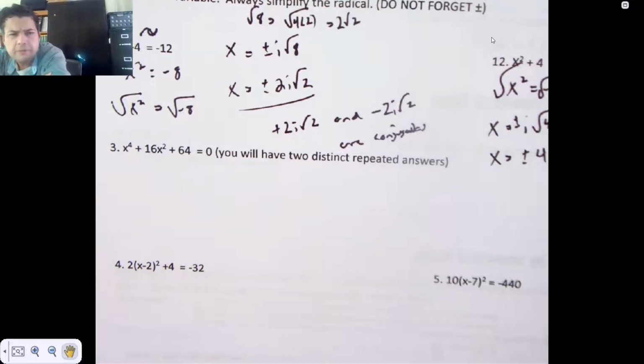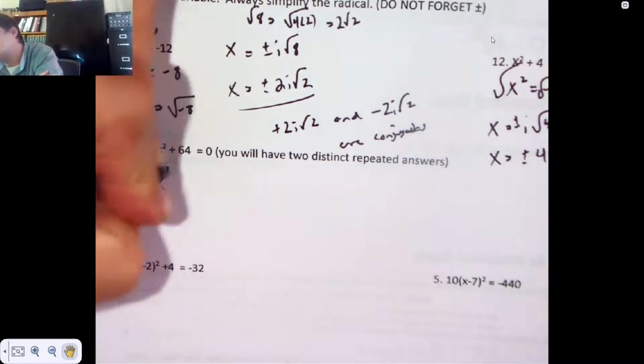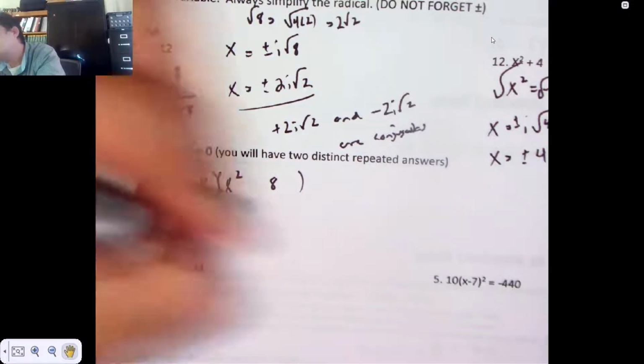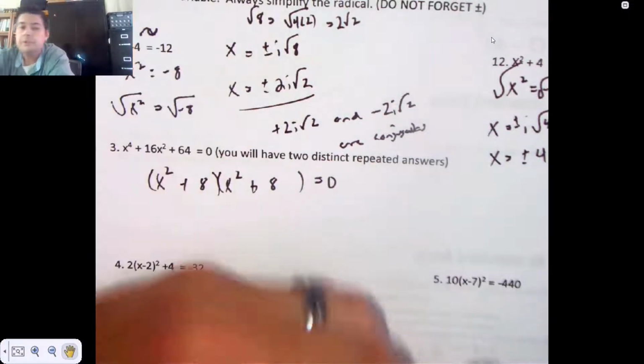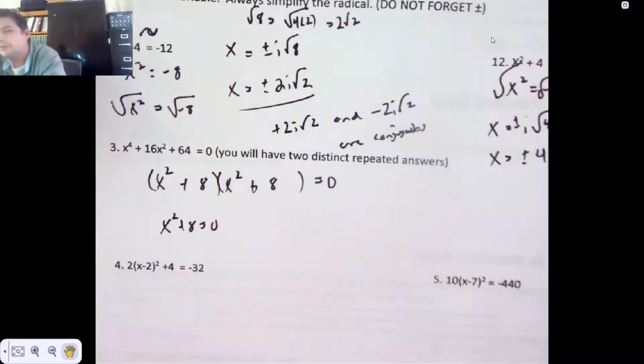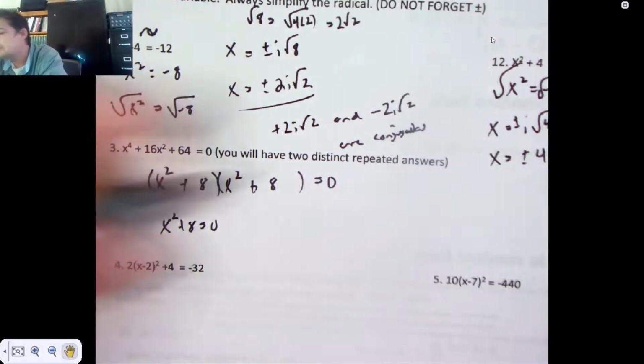All right, 3x to the 4th plus 16x squared plus 64 equals 0. It says you'll have 2 distinct repeated answers. This should be a perfect square. It takes an x squared and an x squared to create x to the 4th. It takes an 8 and an 8 to create a 64 and add to 16. They're both positive. So we're equal to 0. Use the cover-up technique here. X squared plus 8 is 0, and you only need to write it once because they're going to be the same answer.